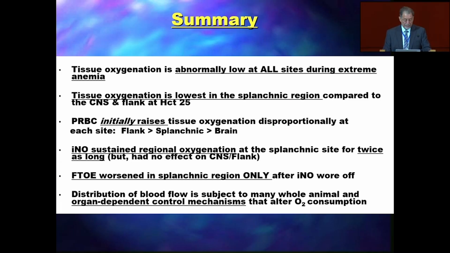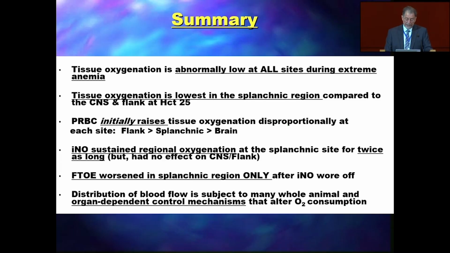At least I would consider that to be extremely anemic. We can debate the threshold issue, of course, but 30 and 36 was never a problem throughout my career, so this to me meant this is a significant change as we were seeing throughout. Packed cells initially raised tissue oxygen, flank greater than the abdomen, greater than the brain region. Nitric oxide sustained regional oxygenation at the splanchnic site twice as long, but had no effect on either the brain or the flank. Fractional extraction, and if we have time, I can show you.